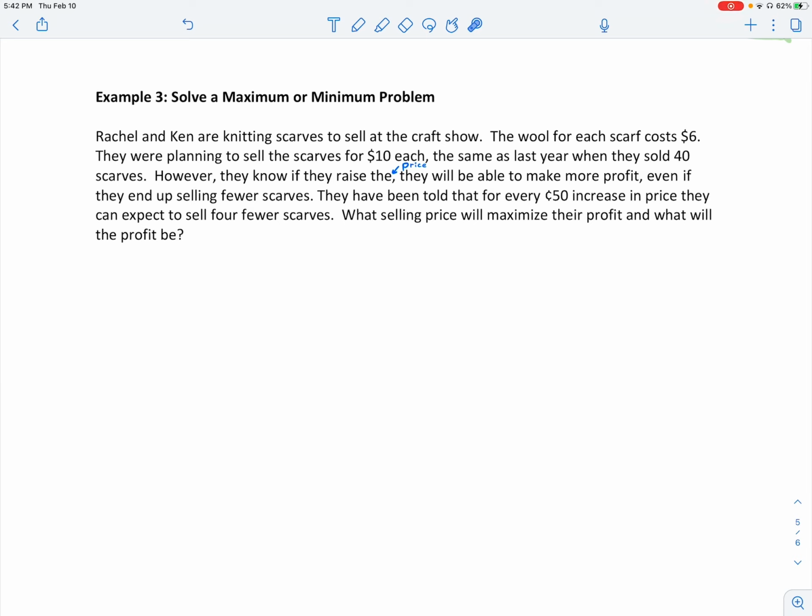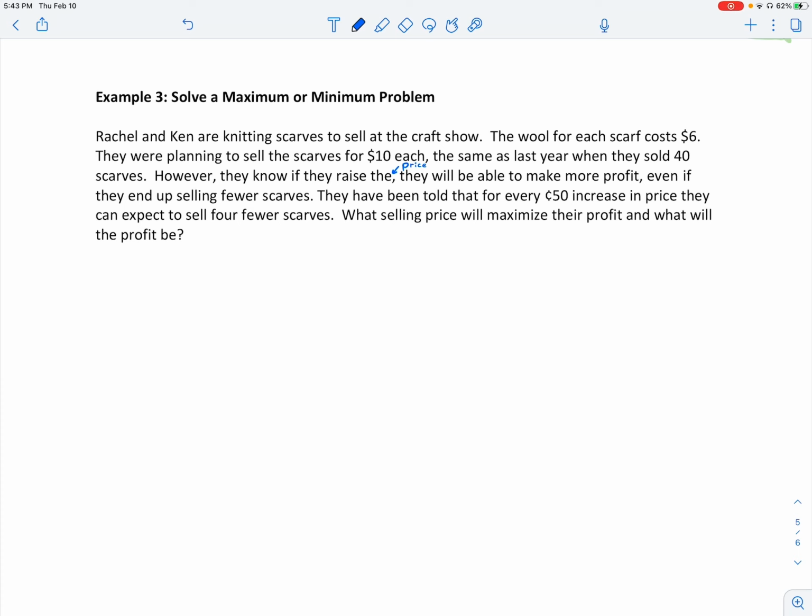However, if they don't increase the price at all, then there's not going to be that much change in profit either. So there's a certain number of increases in price that will actually give them the most profit, and we want to determine what that is. So we're trying to find the maximum profit in this question. You can see how this ties into the maximum of a quadratic, and we'll see that very soon.